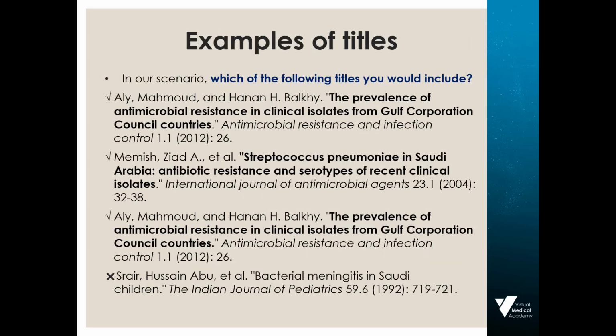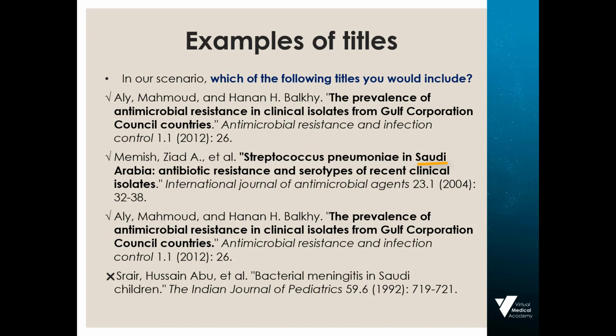These are examples of titles, and again, these are just examples. I'm not putting them as the best models or the worst models. It's just an example of how we would go through the titles. The first title is prevalence of antimicrobial resistance in clinical isolates from Gulf Cooperation Council (GCC) countries. It's straightforward. It has the word prevalence. It has antimicrobial resistance. It has the GCC, and Saudi Arabia is part of the GCC, so it seems to be relevant. Another topic is Streptococcus pneumonia in Saudi Arabia, antibiotic resistance and serotypes of recent clinical isolates.